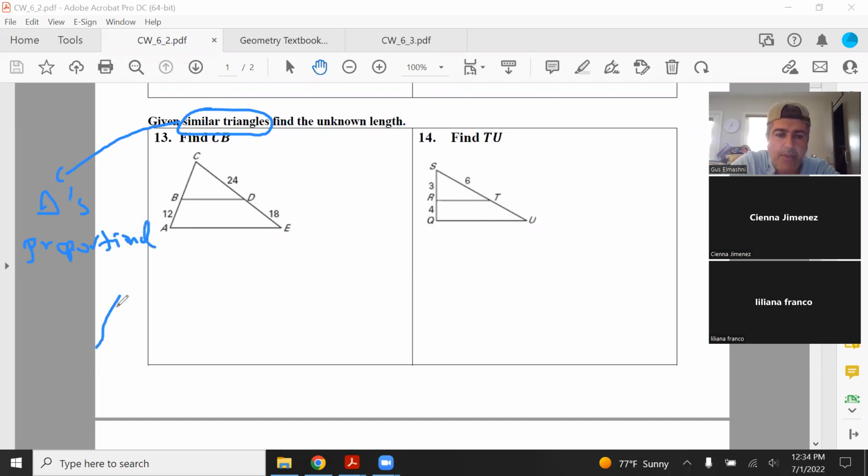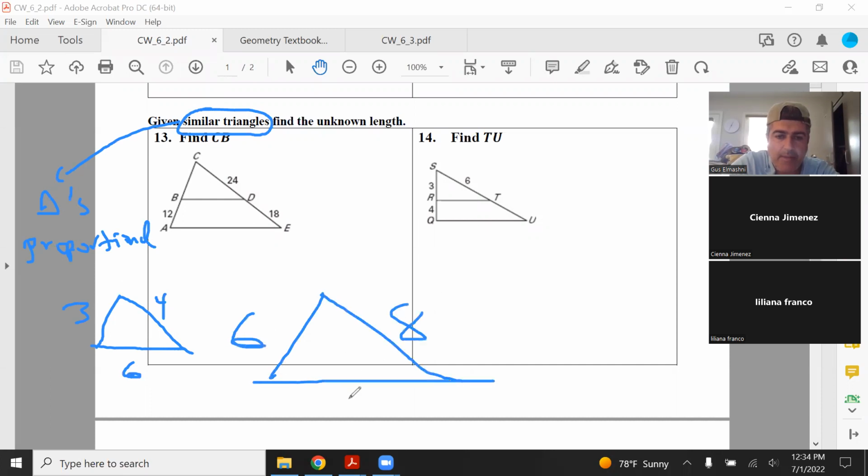So for example, if I had a triangle that looks like this, that's not the greatest looking triangle, but let's say it's 3, 4, 6. Then it has something bigger, kind of like this, 6, 8, 12. Hopefully you could see that the sides are in a 1 to 2 ratio. 3 to 6 is 1 to 2. 4 to 8 is 1 to 2. 6 to 12 is 1 to 2.